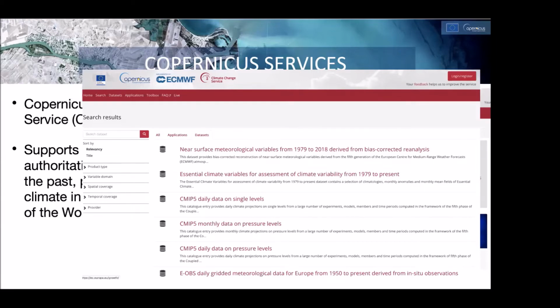Sorry, I have a quick question here. Can I use the emergency management service in regard to dust storms and also mountain related hazards?